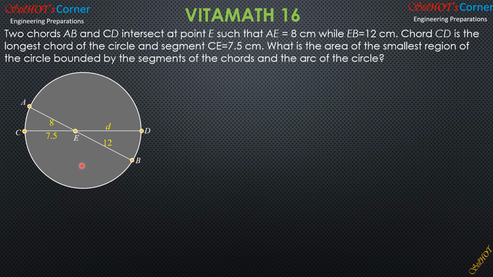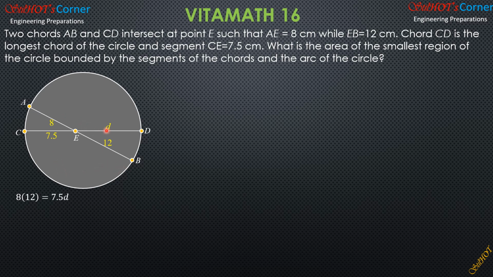Then we apply the principle on intersecting chords: the product of the segments of one chord is equal to the product of the segments of the other. That is 8 times 12 equals 7.5 times D. And after that, we locate the center of the circle and observe that this is the smallest segment bounded by the segments of the chords and the arc of the circle. So if the center is somewhere here, that area is area of sector minus area of triangle.